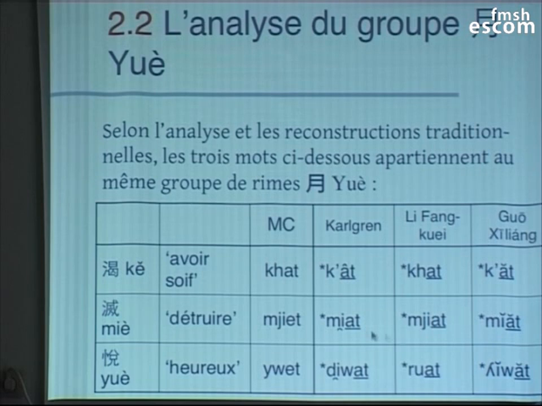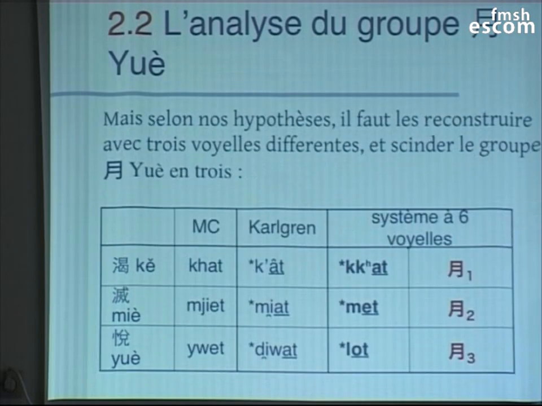And these are the three words: ke is at, mie is et, and yue is ot, as you'll see in a moment. This is the Middle Chinese. Karlgren's reconstruction is like this, all have some kind of an a. Li Fangui has at. Guoxiliang, at. Guoxiliang is a handbook of Old Chinese pronunciation where you can look up anything. But for us, I'm not sure these are up to date, we have to reconstruct them at, et, and ot.